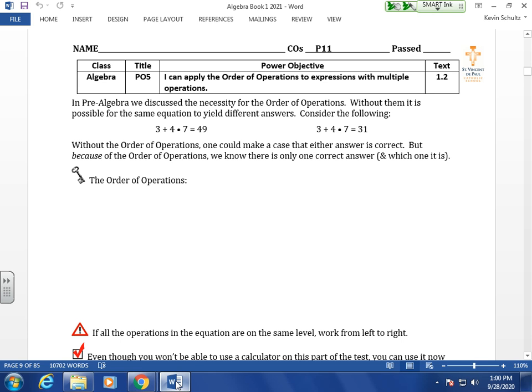Hello and good day. Today in Algebra, we are covering PO5, the order of operations.